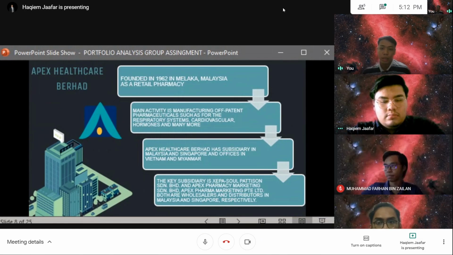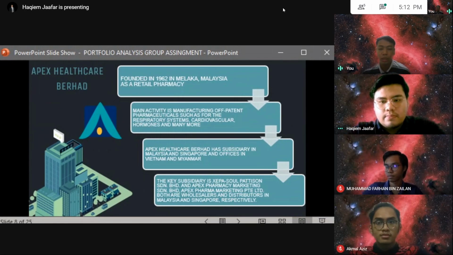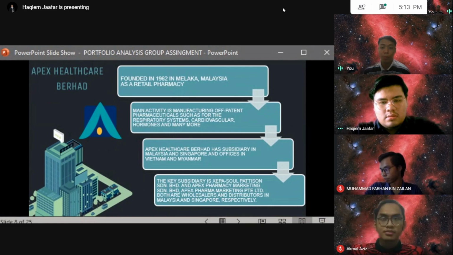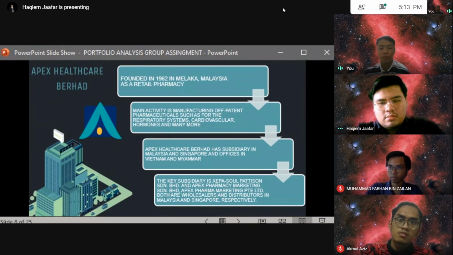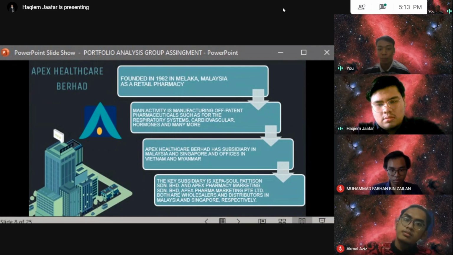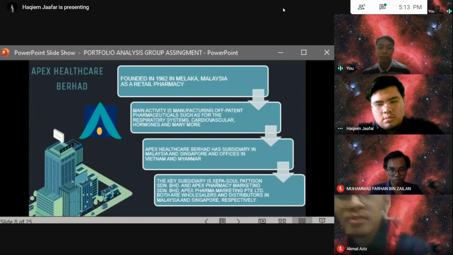The next company is Apex Healthcare Berhad. It was founded in 1962 in Malacca, Malaysia as a retail consumer pharmacy. Their main activities are manufacturing of patent pharmaceuticals such as respiratory system, cardiovascular, hormones, and many more. Apex Healthcare Berhad has subsidiaries in Malaysia and Singapore and offices in Vietnam and Myanmar. The key subsidiaries are Sipa Sol Pattinson Sendirian Berhad and Apex Pharmacy Marketing Sendirian Berhad in Malaysia and Apex Pharma Marketing Pte Ltd. Both are wholesalers and distributors in Malaysia and Singapore respectively.